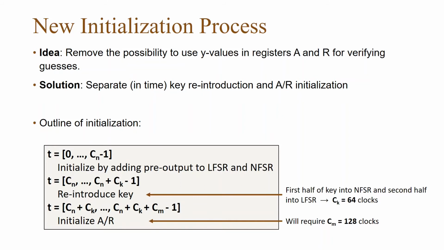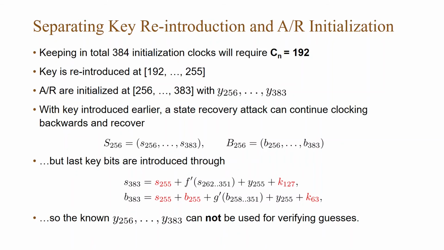In the next and third logical step, we use Cm clocks to initialize the A and R registers. And since these are 64 bits each, the Cm will be fixed to 128 clocks. With Ck and Cm fixed to 64 and 128 clocks, if we want to keep 384 initialization clocks, this means that we will require Cn to be 192 clocks. This means that the key will be reintroduced at clockings 192 until 255, and the registers A and R will be initialized at 256 until clocking 383.